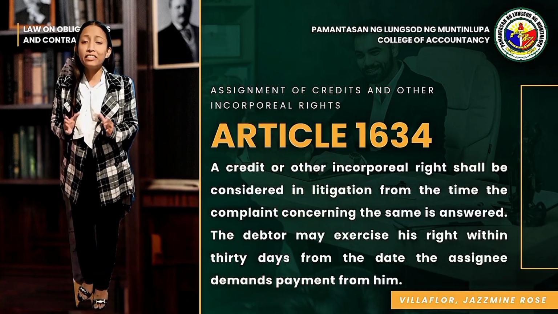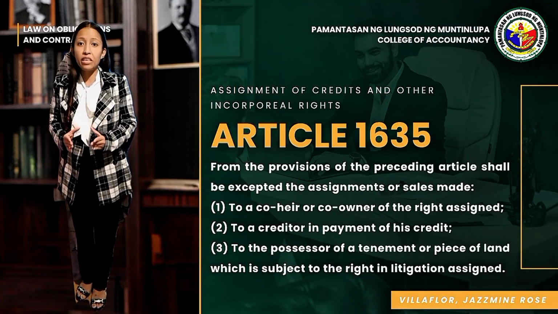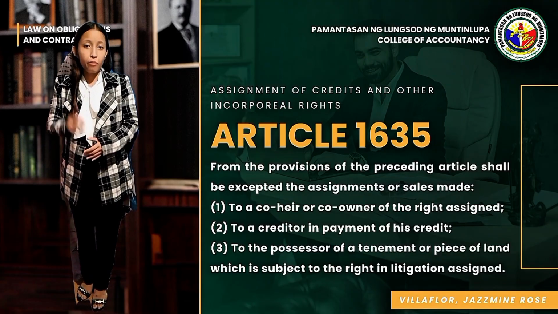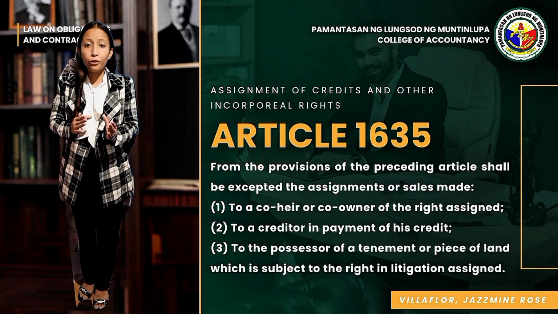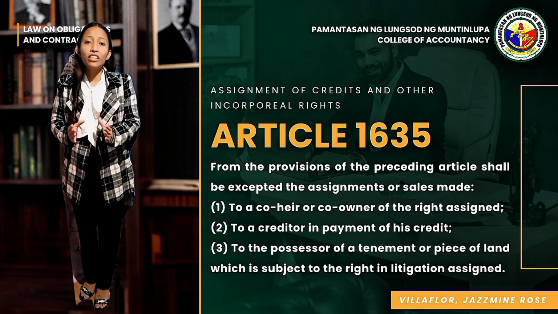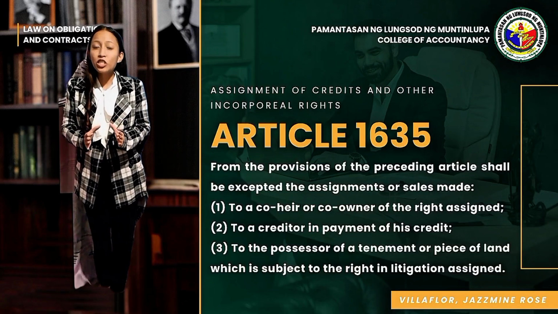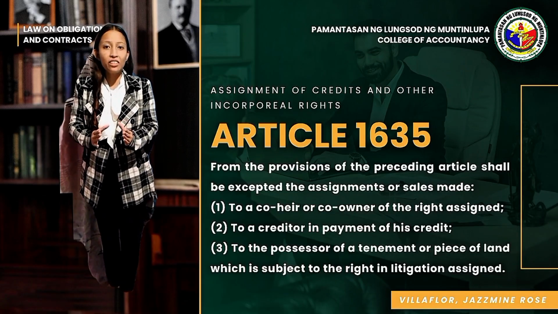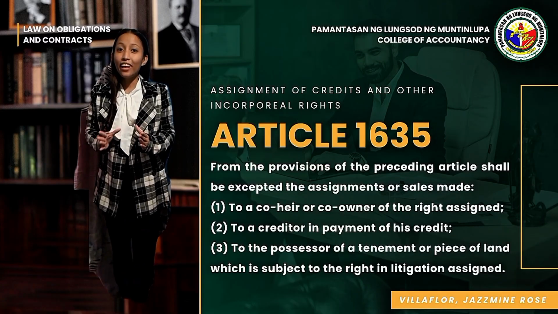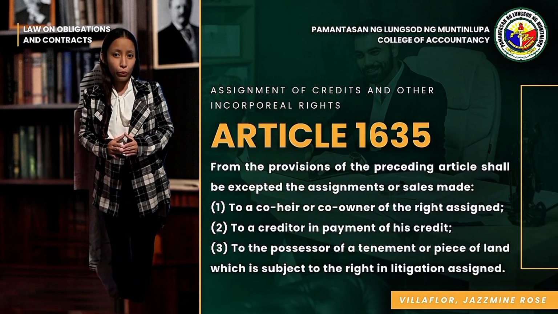In short, this article allows the debtor a chance to clear the debt in case the creditor transfers ownership while in litigation. Article 1635. From the provisions of the preceding article shall be excepted the assignments or sales made: Number 1, to a co-heir or co-owner of the right assigned. Number 2, to a creditor in payment of his credit. And number 3, to the possessor of a tenement or piece of land which is subject to the right in litigation assigned. This article specifies cases which are an exception to the rule.